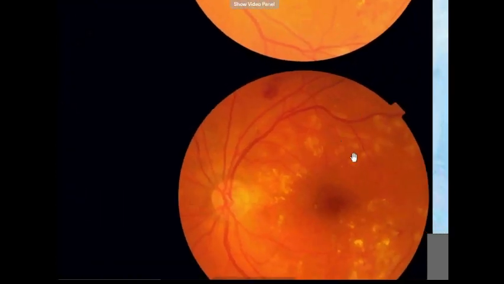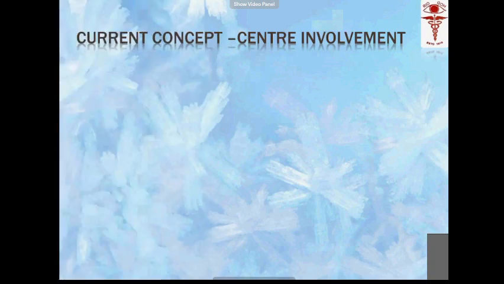So this is the laser which we give. That is the grid laser. You can see the white laser marks here. So we generally give the laser here. These are the lasers which we give to treat the edema. So we just tickle the RPE by giving a grid laser, and we help the RPE to absorb the excess fluid accumulated in the macula. Okay. So this is called as a grid laser.